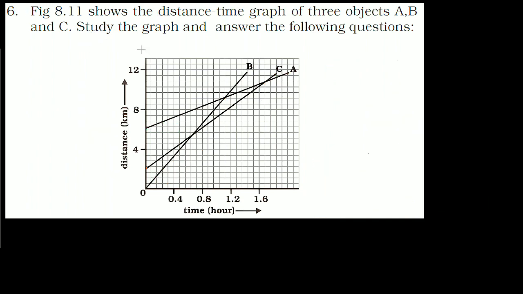Basically, question number C of the 6th question is asking how far the C car traveled when B passes A. So for that, first we have to check at which position B will pass A. So we have to find out that position. This is going to be the position where B will pass A. At that moment, we have to find out where C was.